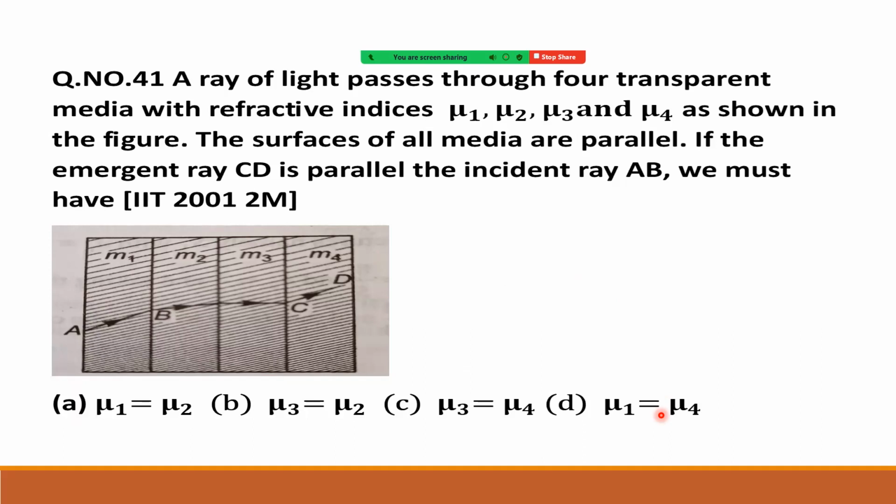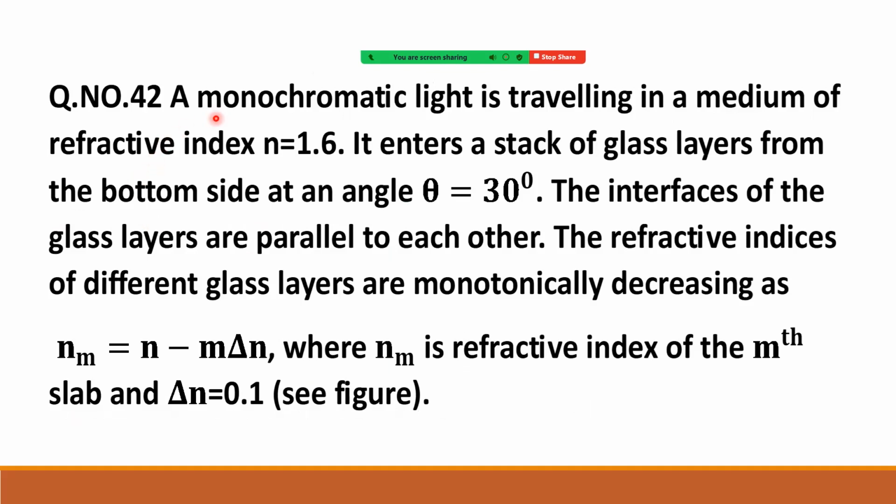Let us see one more question based on the same point. A monochromatic light is traveling in a medium of refractive index 1.6. It enters a stack of glass layers from the bottom side at an angle theta equal to 30. The interfaces of the glass layers are parallel to each other. The refractive indices of different glass layers are monotonically decreasing as n minus m delta n, where n suffix m is the refractive index of the mth slab and delta n is 0.1. See diagram.